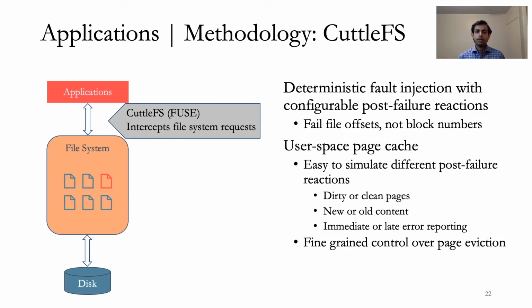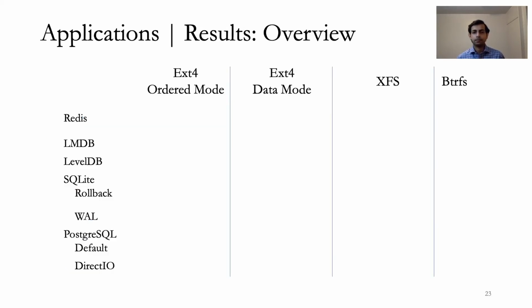Also, we were able to simulate the different failure reactions from the file systems we studied earlier by using our own user space page cache. So marking pages clean, changing what content was served, and when fsync errors were reported were all in our control. This also made it easier for us to choose what pages were evicted and when.